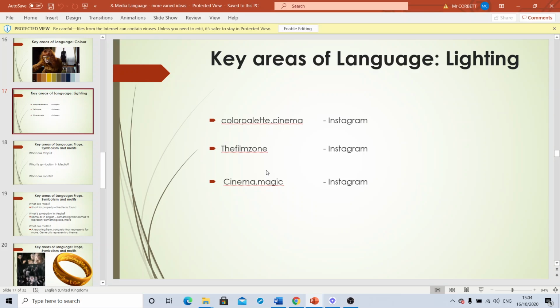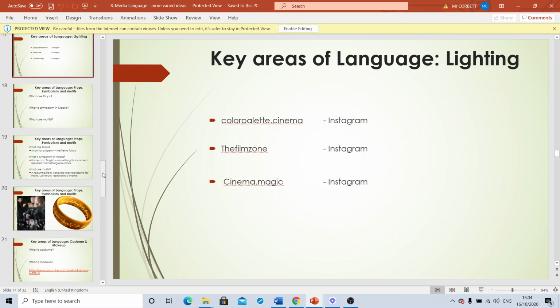The Film Zone and Cinema Magic are more focused on different ways that things have been filmed. As I said when we were looking at this in class, a lot of it is very ambitious, but it's cool, and it'll hopefully give you some ideas. If you look at what they're doing and you think that's cool, I could never do that, but what could you do? What could you do instead? How can you simplify it? What are some of the simple techniques that they're utilizing that you could use?